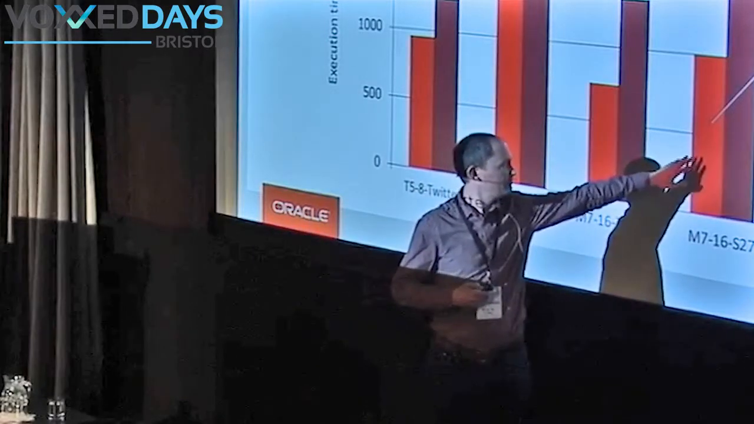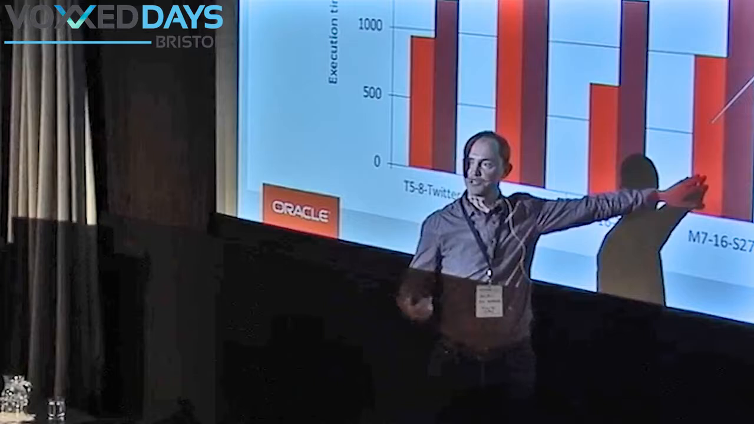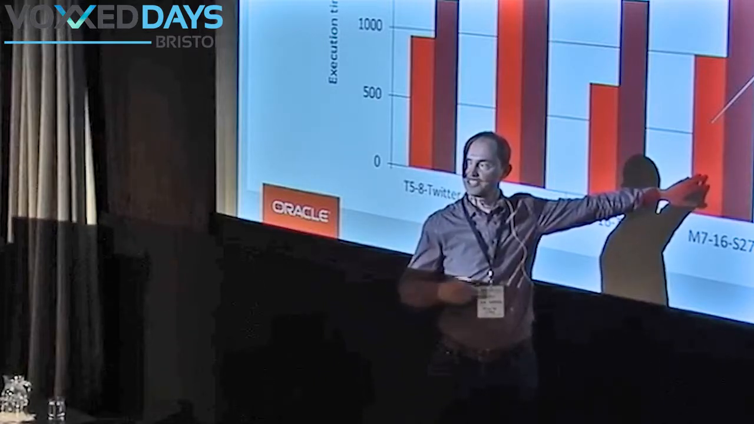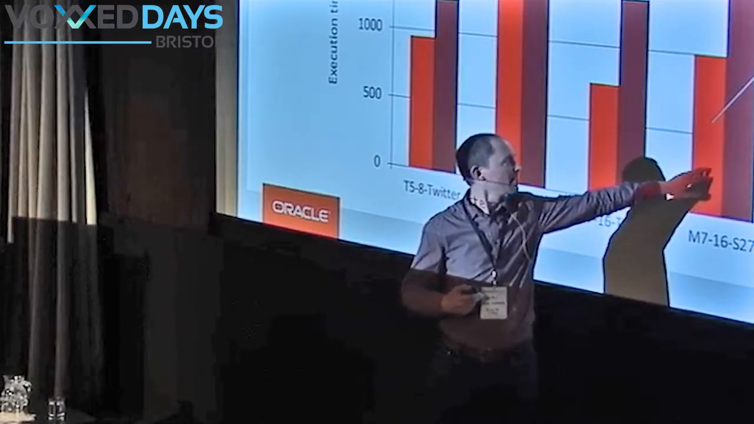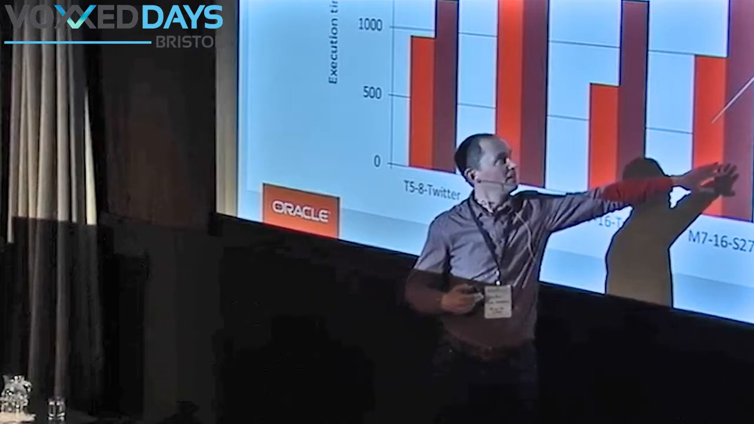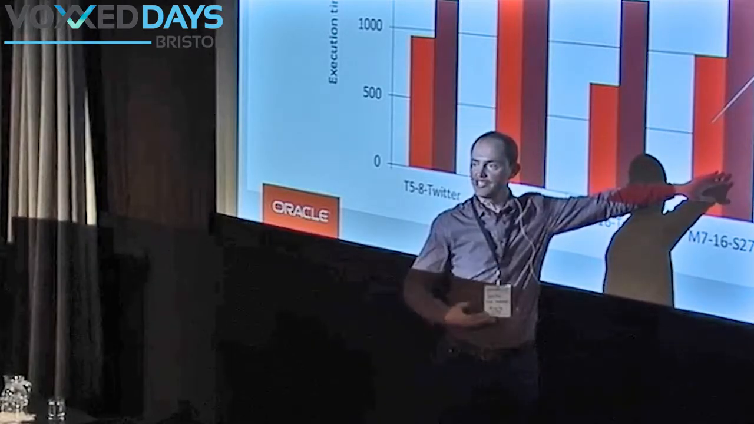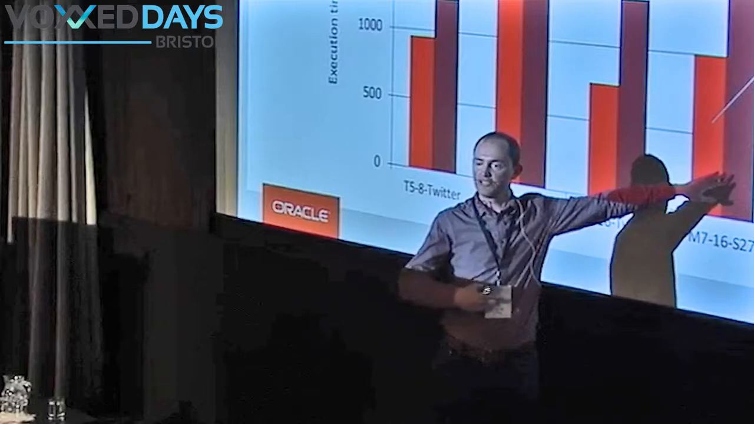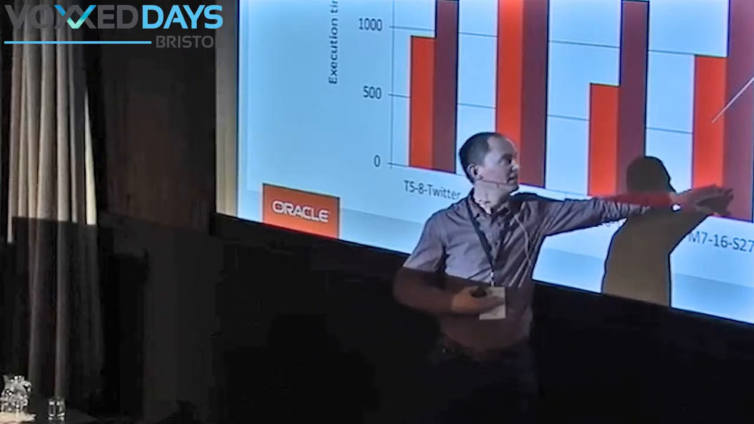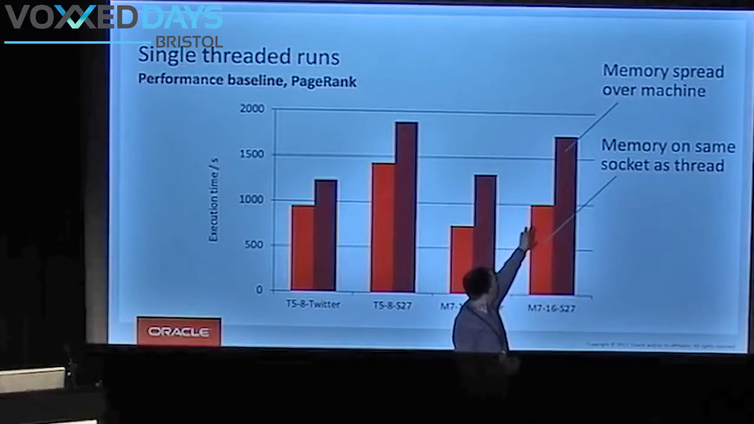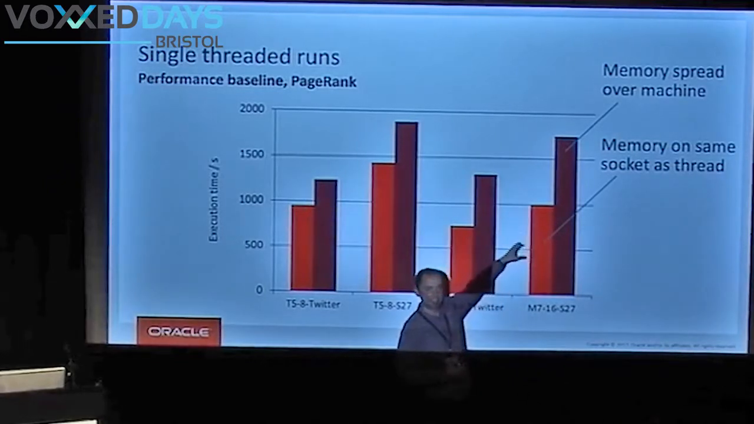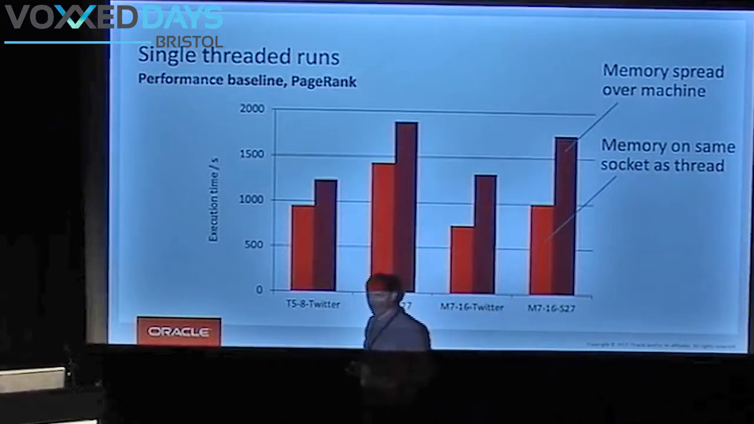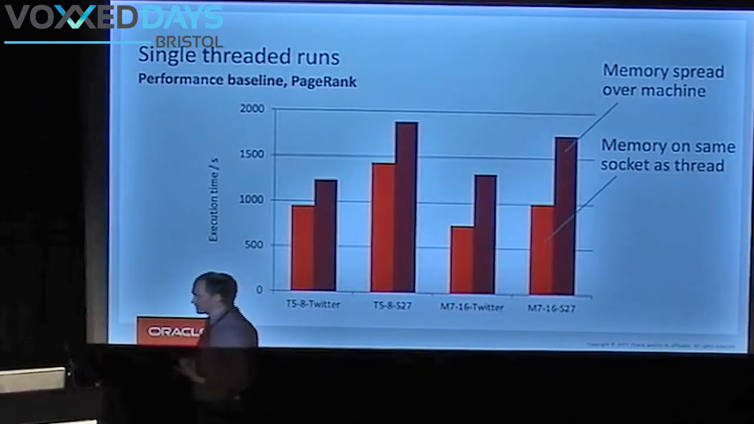The faster red performance here, we're able to put all of the graph structure onto the same socket that's running the single thread. And the slower, darker bar, we're spreading the memory across all of the machine, and so needing to go across that interconnect more frequently. And locality here is getting us maybe around 40% improvement if we're able to handle it well and put all the memory on the same socket as we're accessing it from the thread.